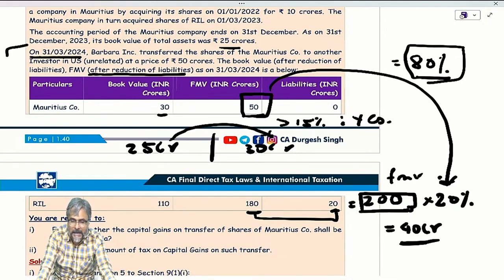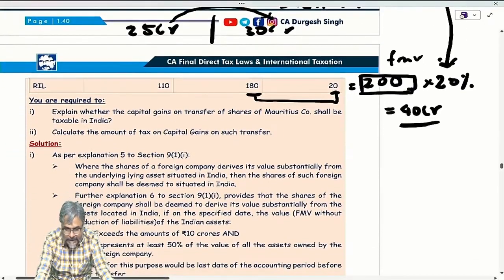Now then, Barbara Inc. on 31st of March 2024 has sold a capital asset which is deemed to be situated in India. And because it has sold a capital asset which is deemed to be situated in India, therefore the capital gains arising to Barbara Inc. on such transfer will be deemed to have accrued or arisen in India. That is what we will say in this context, isn't it? So that is how things have to be looked upon. Deemed to accrue in India, students, and this is what it is.